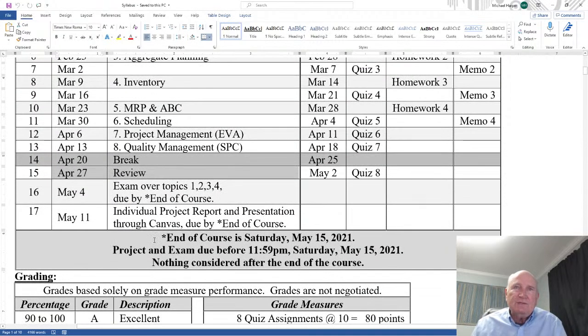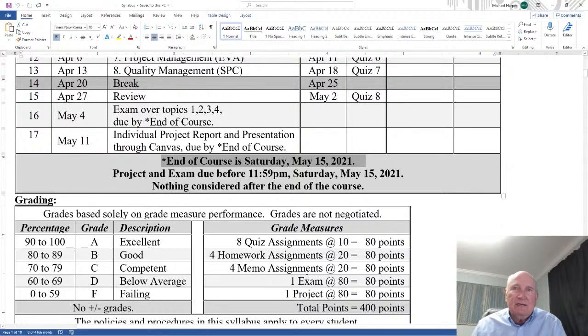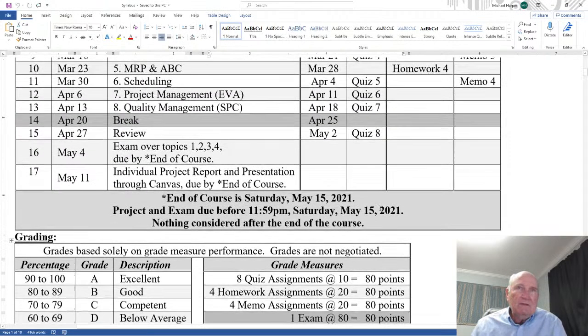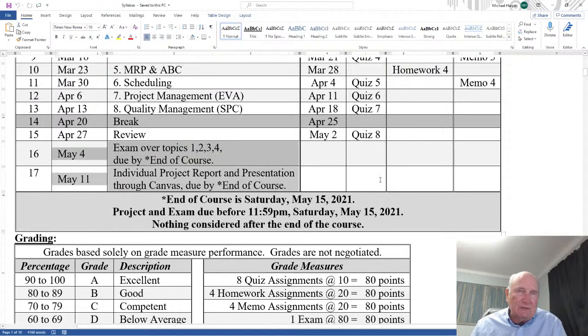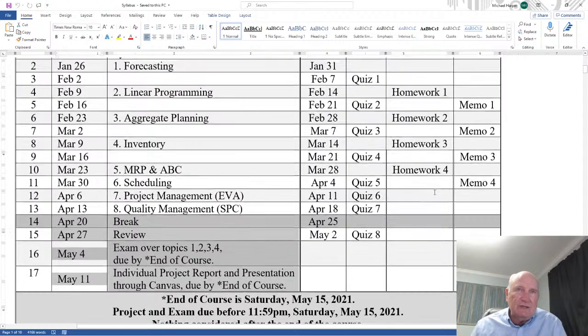And the end of the course is Saturday, not Sunday, so be very careful you submit everything, because notice there's a lot of points here at the end. The exam and the project is 160 points, which is almost 40%, almost 50% of your grade. So here is a lot of your grade right here, and that's why I give you these 3 weeks here at the end to get it.